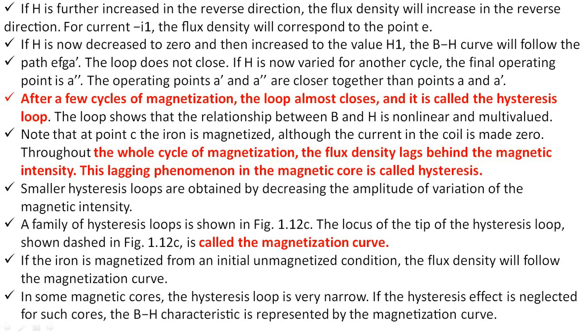Similar hysteresis loops are obtained by decreasing the amplitude of variation of the magnetic intensity. In a family of hysteresis loops, the locus of the tips of the hysteresis loops is shown dashed. If the iron is magnetized from an initial unmagnetized condition, the flux density will follow the magnetization curve. In some magnetic cores, the hysteresis loop will be very narrow. The hysteresis effect is neglected for such cores, and the BH characteristic is represented by the magnetization curve.